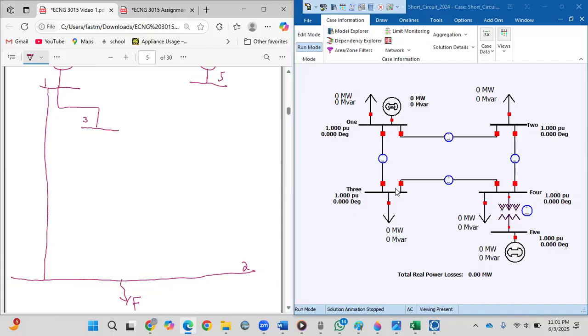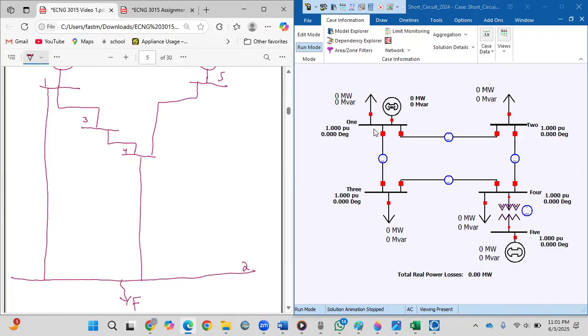So this is 3. Now 3 goes into 4, so we draw another line and put the connection to 4. Then 4 goes into 5, so we draw the connection to 5. And then 4 goes straight down to 2.